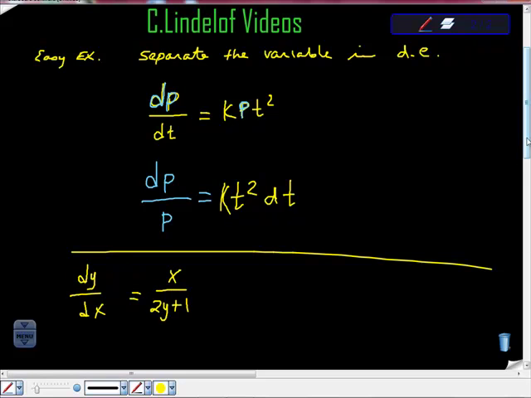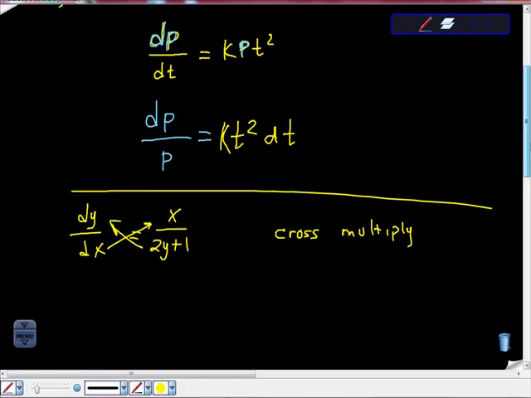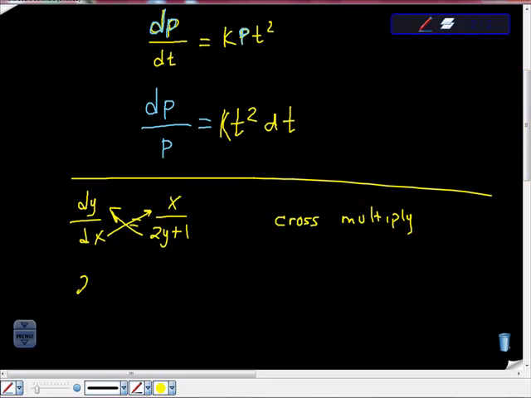Here you can see we want to separate these, the x on one side and the y on the other. So all I'm going to do here is cross multiply. This is the means extremes theorem. I'm just going to cross multiply here and here, and I'm simply going to get (2y plus 1) dy is equal to x dx, isn't it? Again, I really do realize that this is not that impressive.